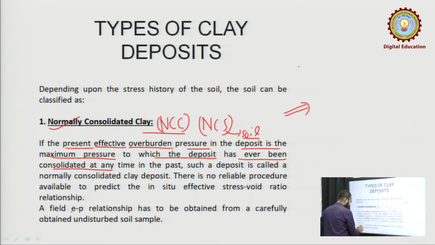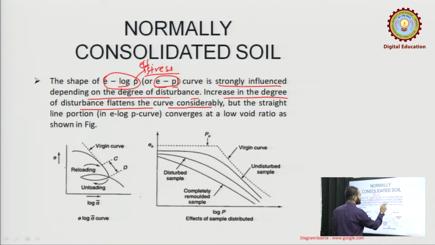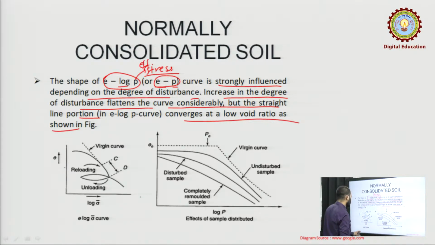Besides, we actually develop a relationship between e and p, meaning effective stress and void ratio, by using the undisturbed soil sample. You can see here, for normally consolidated soil, we plot either e and log p, that is effective stress, or e and p, either log or just a simple curve, influenced depending on the degree of disturbance. Increase in the degree of disturbance flattens the curve considerably, but the straight portion converges at low void ratio as shown in the figure. You can see this is the e and log sigma bar curve.